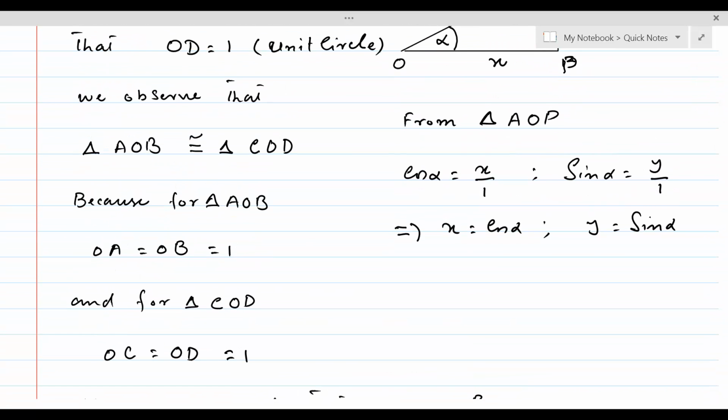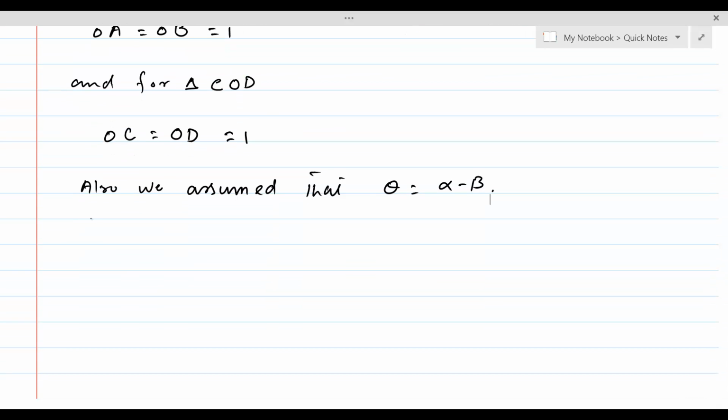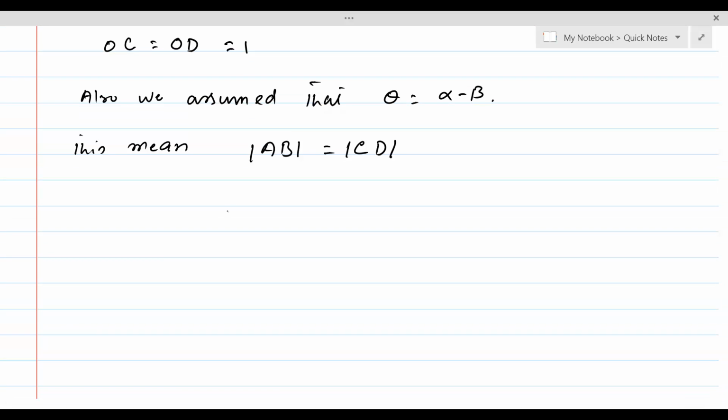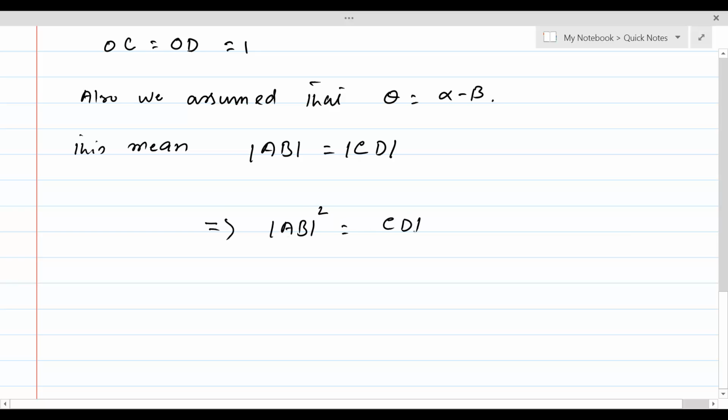If that is the case, then this means AB is equal to CD. And if AB is equal to CD in length, then obviously their squares must be equal as well. This means AB square is equal to CD square as well.